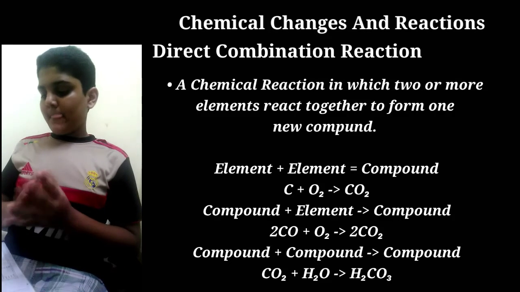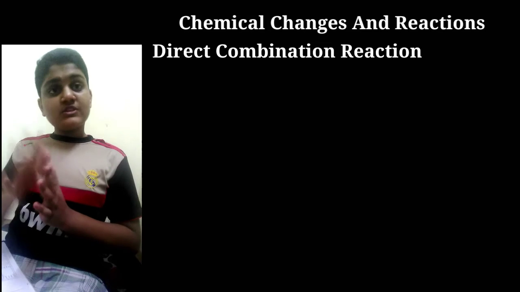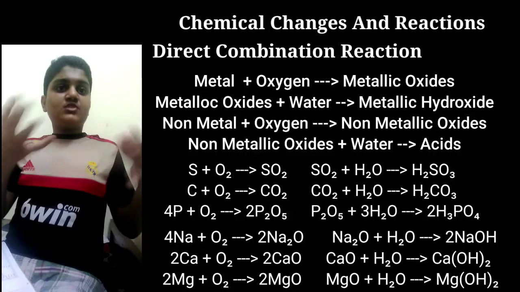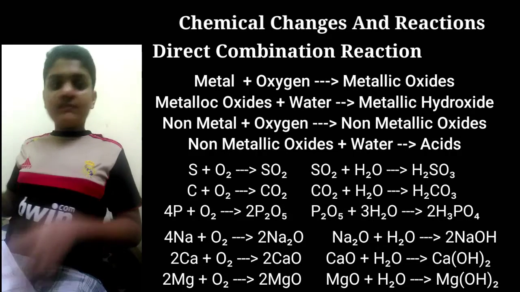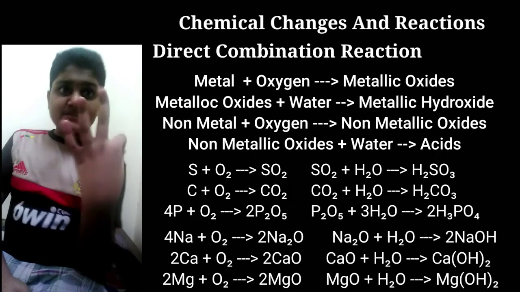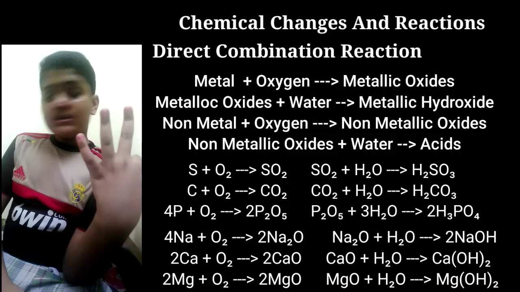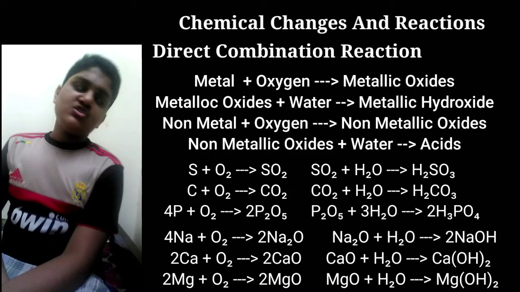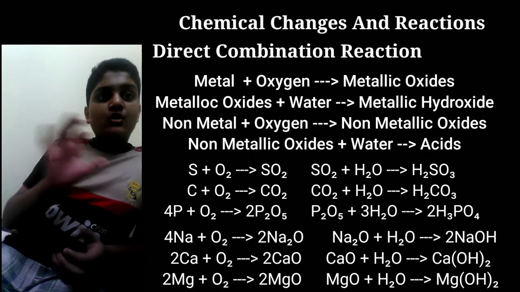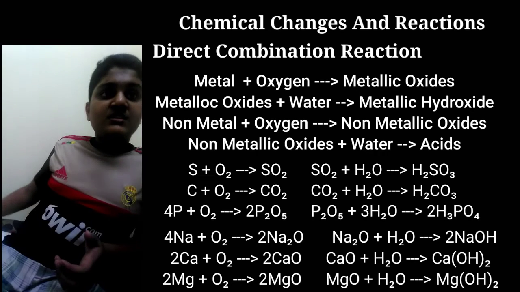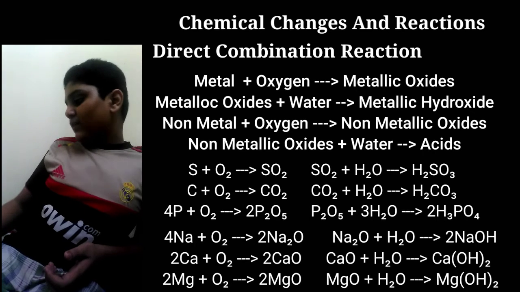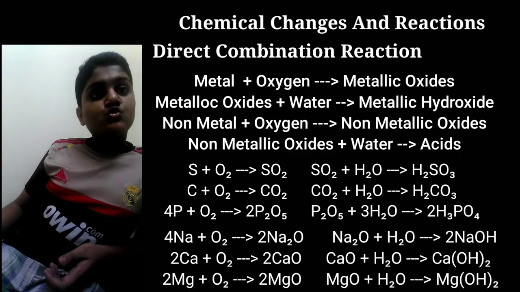Okay, so let's look at more. Oxidation of metal. What do you mean by oxidation? Adding oxygen to that substance. Oxidation of metal means adding oxygen to metal to get a metallic oxide. There are three main metals. What are they? Sodium, calcium, magnesium. So let's oxidize these three metals. First, sodium plus oxygen gives sodium oxide. So Na plus O2 gives Na2O. That is in unbalanced form. In balanced form, it is 4Na plus O2 gives 2Na2O.